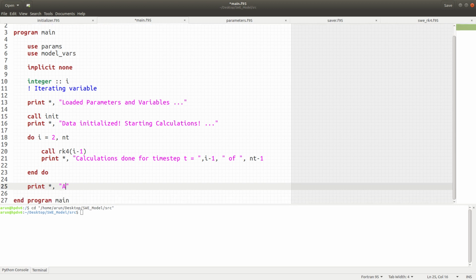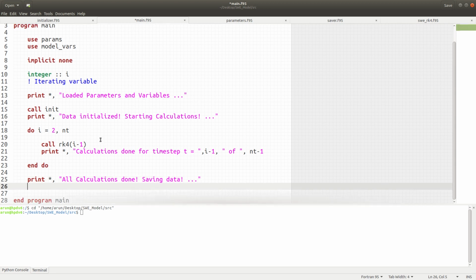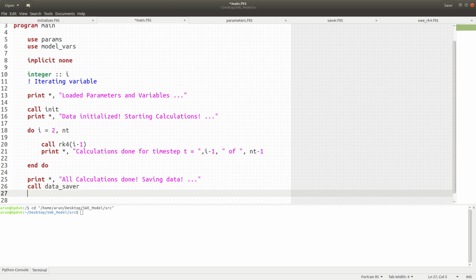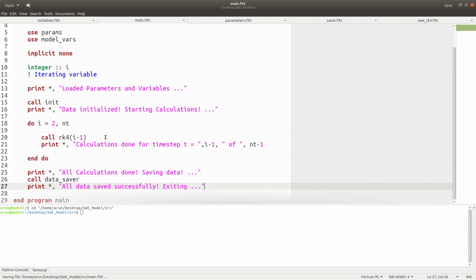So let's write this out: all calculations done, saving data. Then we need a subroutine to save all the data, so we call it data_saver. This is the subroutine that's going to save all the data. And then I'm going to write print star comma all data saved successfully, exiting. Alright, and that is it.